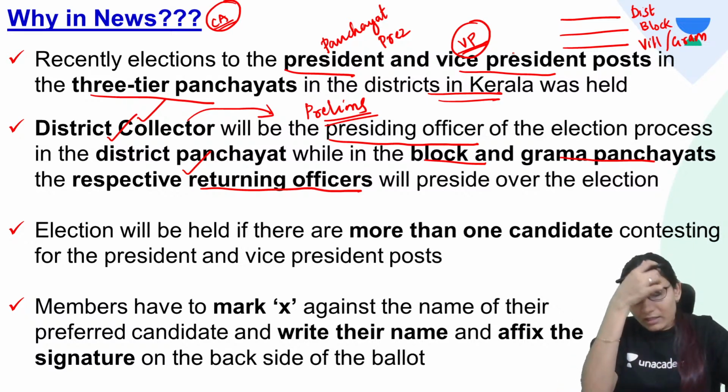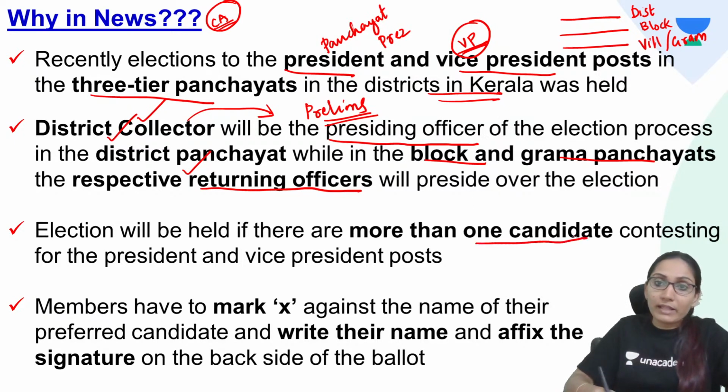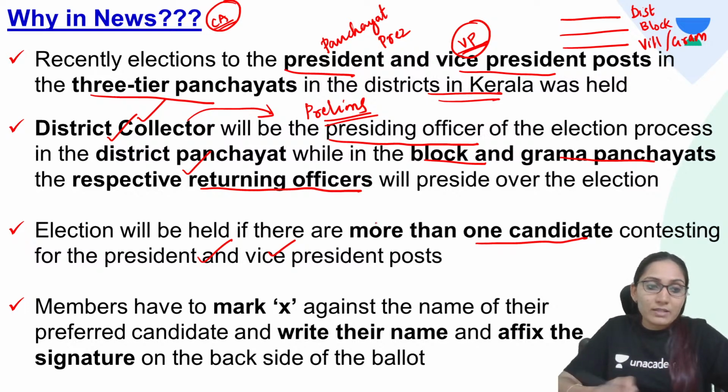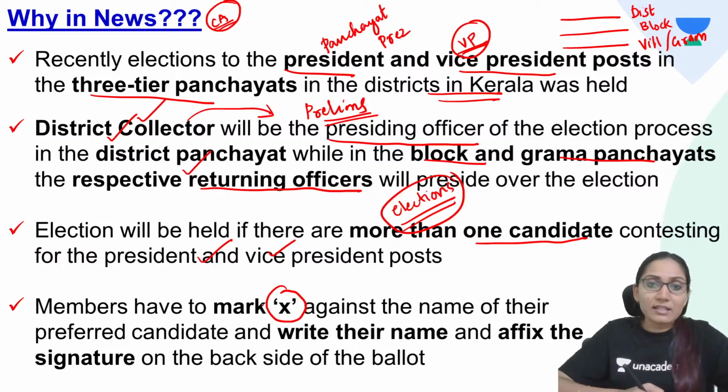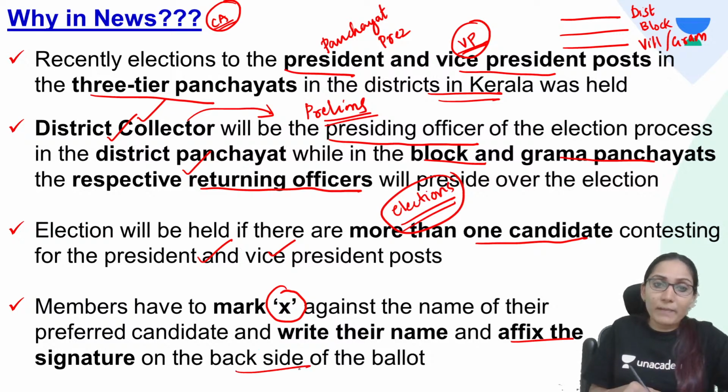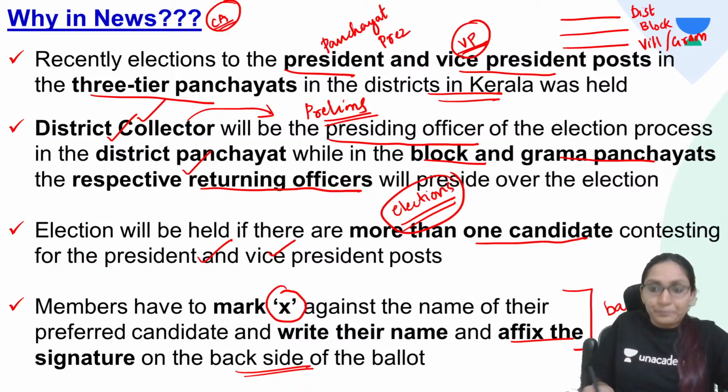Election will be held if there is more than one candidate contesting for the president and vice president post. So this is the situation when the elections will be held. If more than one candidate is contesting for the post of the president of the panchayat and the vice president, then elections will be held, and members have to mark X against the name of their preferred candidate and write their name and affix the signature on the back side of the ballot. So the elections will be held through ballot.